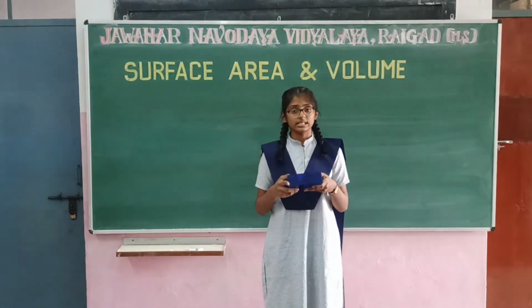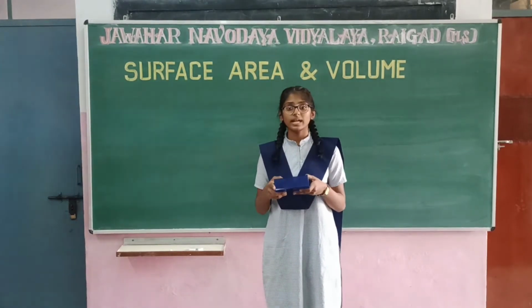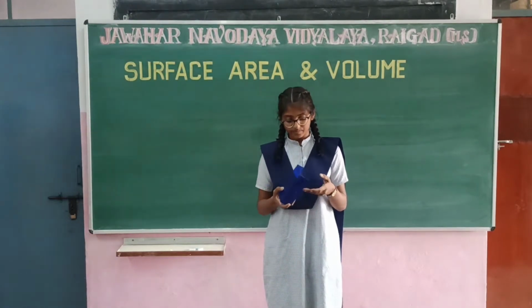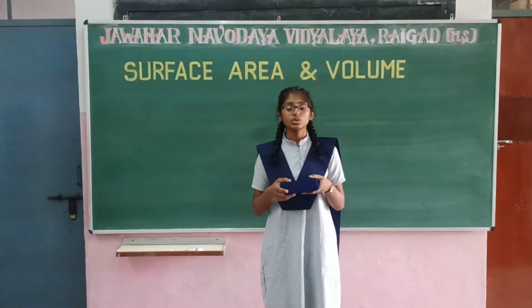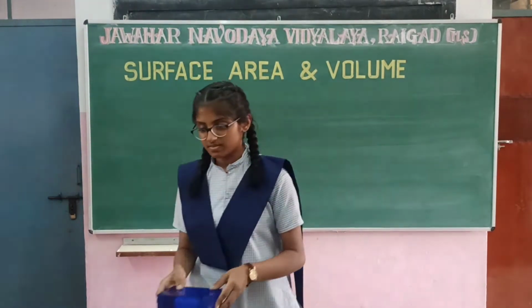The TSA of a cuboid is 2 into bracket length into breadth plus breadth into height plus height into length. And the lateral surface area of a cuboid is 2 into height into bracket length plus breadth. Thank you.